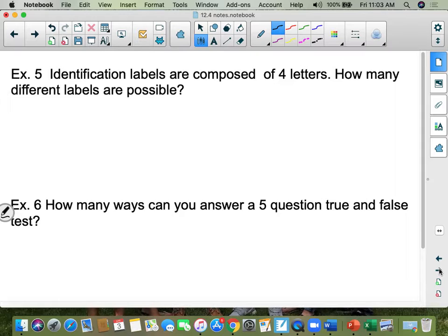Identification labels are composed of 4 letters. How many different labels are possible? You know what? Let's do 4 digits instead of letters. Let's do 4 digits.